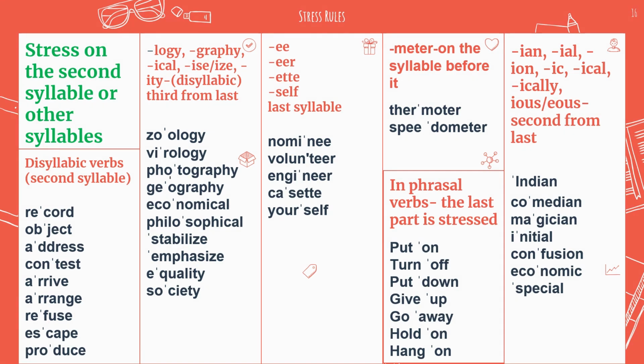Lastly, in a phrasal verb, it is the particle which receives the stress. For example, put on. Then turn off. Put down. Give up. Then go away. Then hold on. Then hang on.